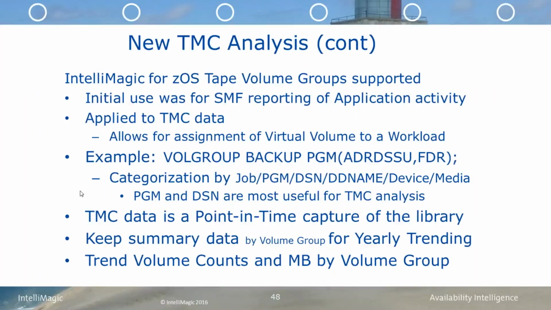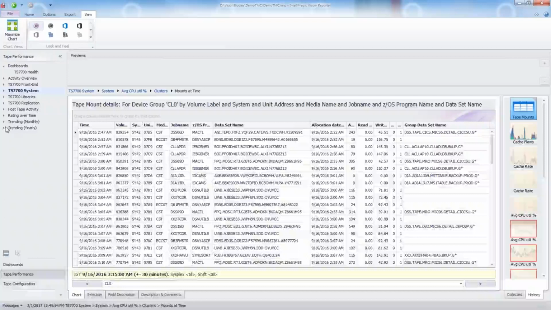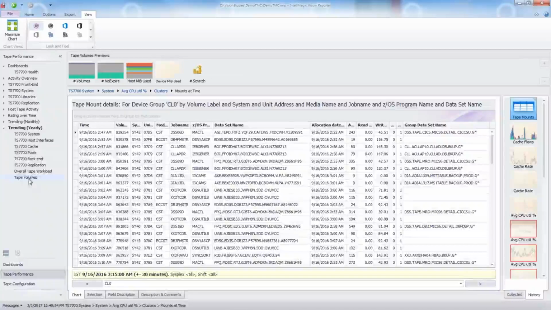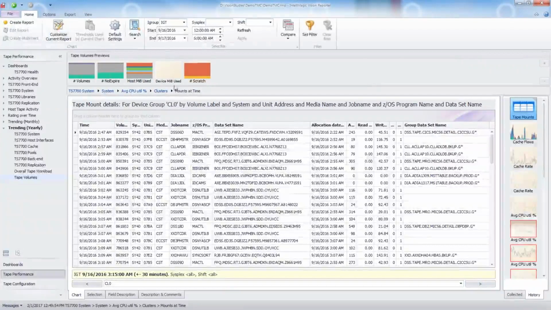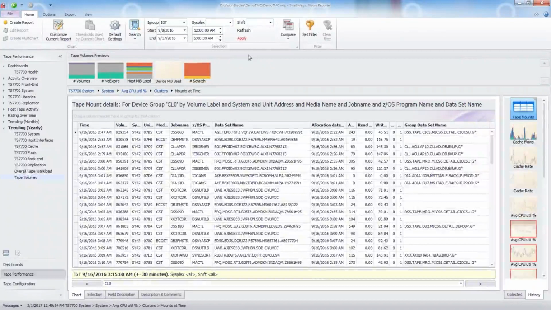Let me go into the demo, and I'll show you what it looks like. This is where we left the demo. Let me come out of here. So the idea is, in the trending yearly report set, there's the tape volumes. This is not particularly interesting because this is a single day. I don't have a lot of days, so I need you to use your imagination a little bit to think, well, what if this were weeks or months worth of data? I'd hopefully be able to see much more trending going on.